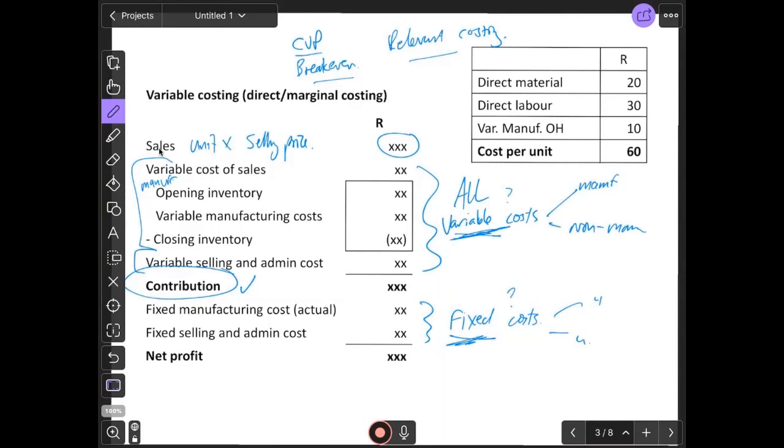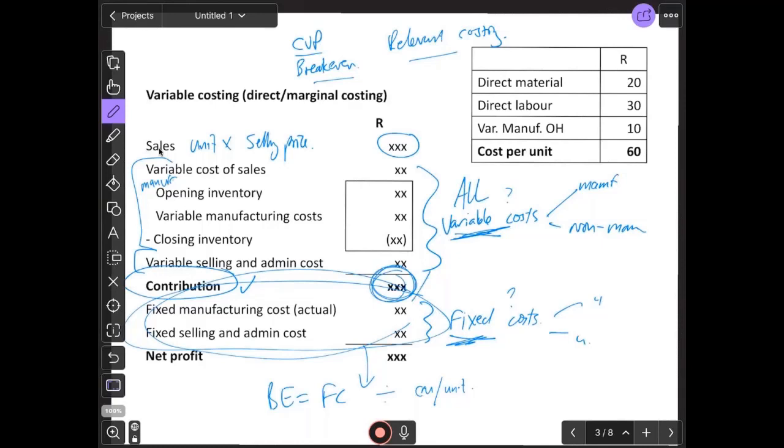So for instance, for break even, it equals fixed costs, and we can get all the fixed costs there, divided by contribution per unit. So there's our contribution, we divide it by the units, and we get a contribution per unit. For relevant costing, when we make decisions, we know our fixed costs are generally irrelevant because they don't change within the relevant range, but our variable costs are. So our contribution is very important. So variable costing is just so much easier to work with as a management accountant.